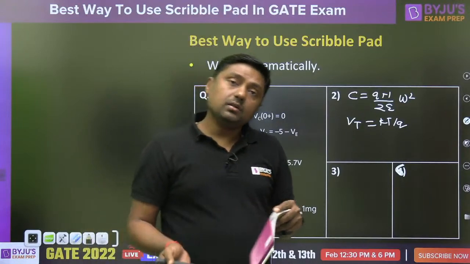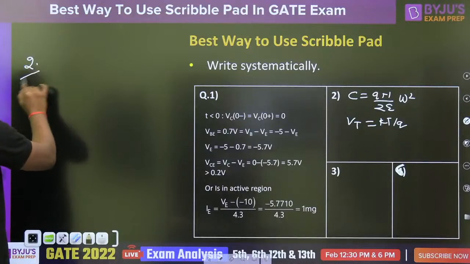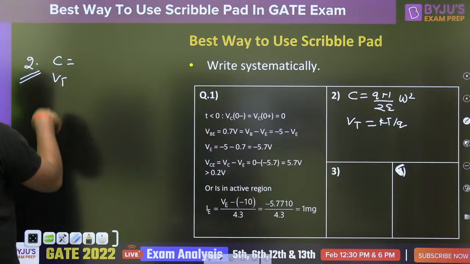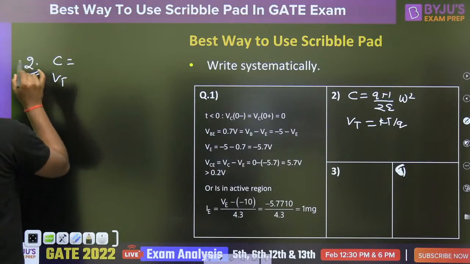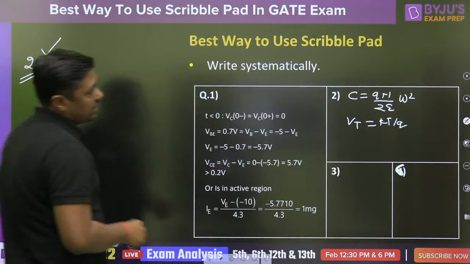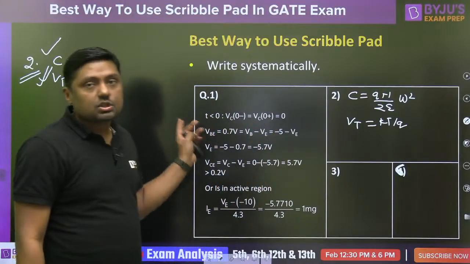Again you will take a fresh page and start solving question number 2. Again you will write the same formula, the same data, and then solve the question. Definitely it is going to waste your time. Always remember this, and that's why this is very, very important. Write numbers in sequence.